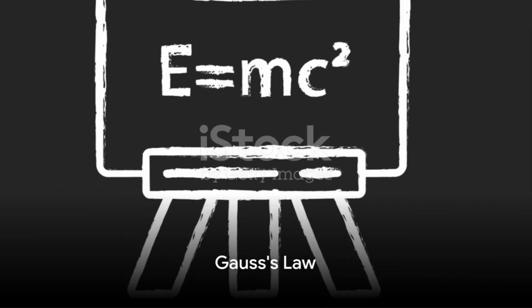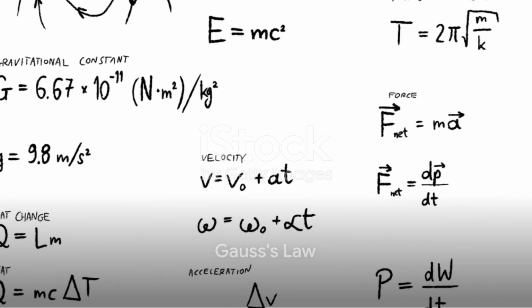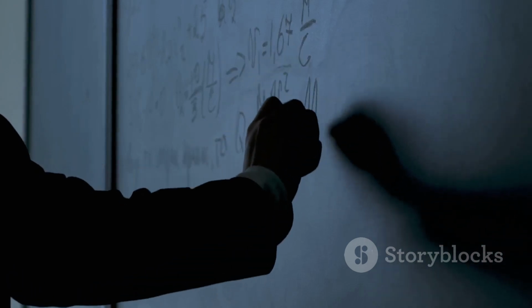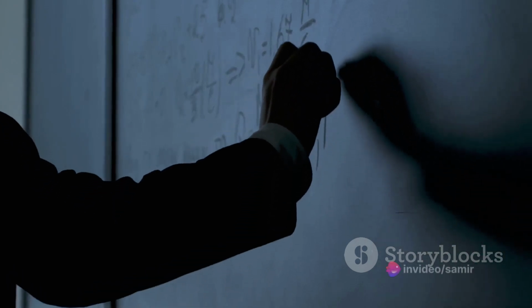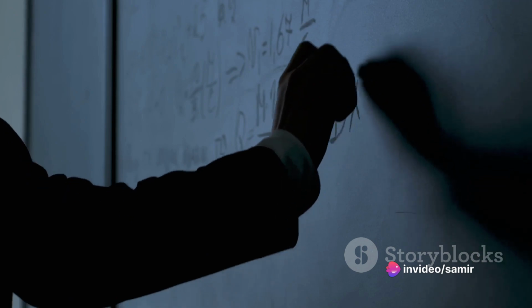Finally, we come to Gauss's law. This law, named after the German mathematician and physicist Carl Friedrich Gauss, relates the electric field at points on a closed surface to the net charge enclosed by that surface.